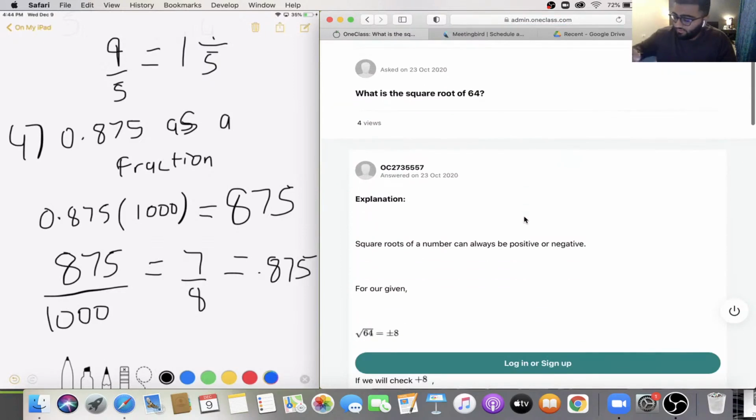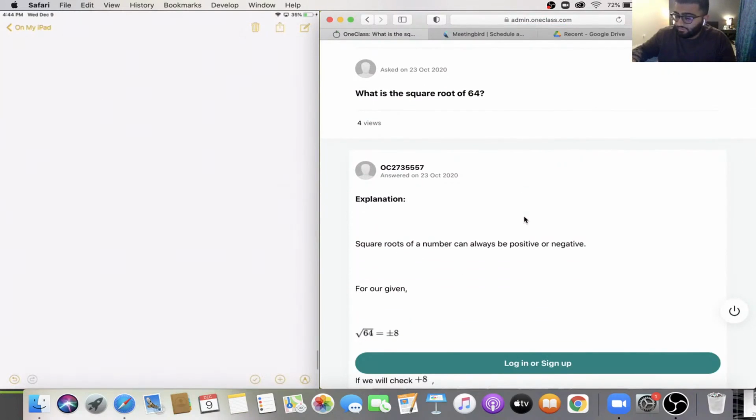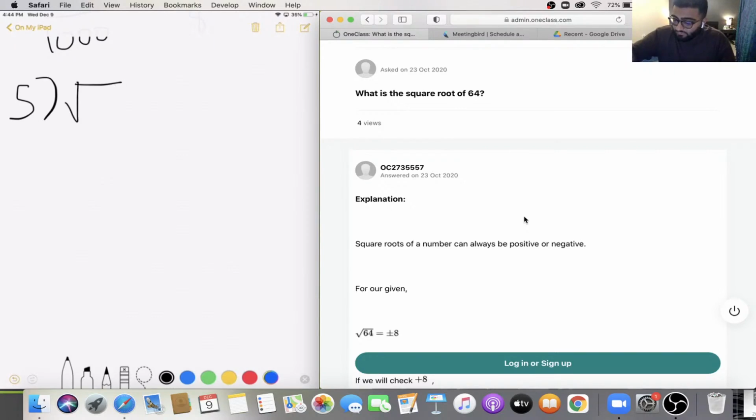And our next question is, what is the square root of 64? So question number 5, square root of 64. This one's actually really simple. The square root of 64 is simply plus or minus 8.